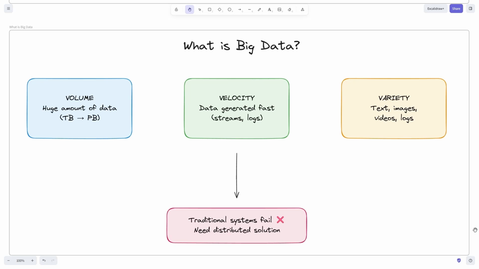Big data is usually explained using these three characteristics. The first is volume. This means the amount of data became too large to store on a single machine. The second is velocity. Data started coming in continuously, sometimes in real time. The third is variety. Data was no longer just rows and columns, it included logs, text, images, videos, and more. Because of these three challenges, traditional databases became slow, expensive, and unreliable. This is the problem Hadoop was designed to solve.